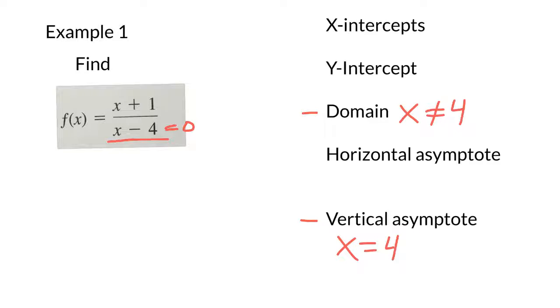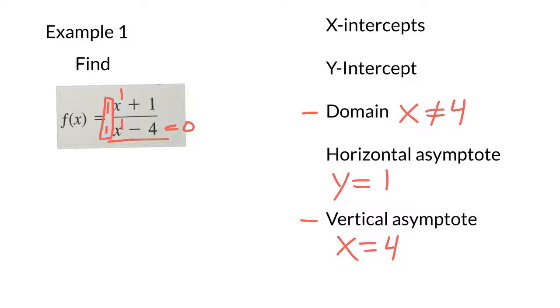The horizontal asymptote is dependent upon being top heavy, bottom heavy, or balanced. And since the degrees of the top and the bottom are the same, I'd consider that to be balanced. We'll peel the coefficients right off the front, and therefore we have y equals 1 over 1, which is 1.